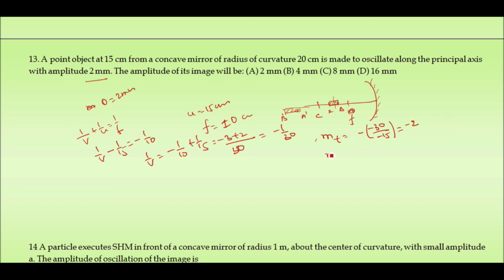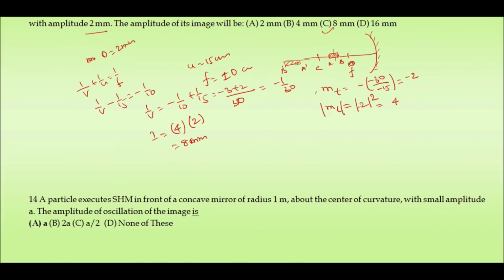So longitudinal magnification m_l, if we take the magnitude, is equal to minus 2 squared, and it is equal to 4. So clearly the amplitude of image will be equal to 4 times the amplitude of object. So it's 2, and from there we get 8 mm. So the answer will be 8 mm. If you see the options, then option C is correct. So this is quite an easy problem.